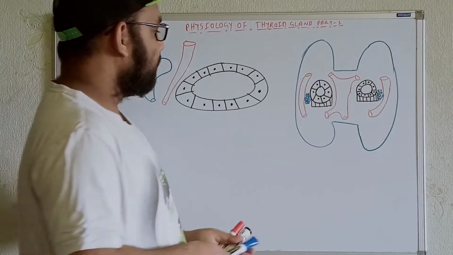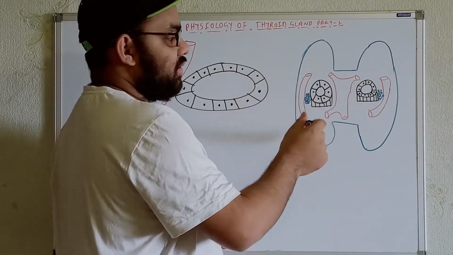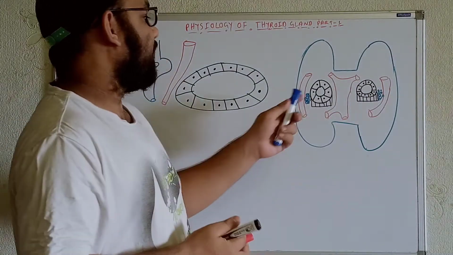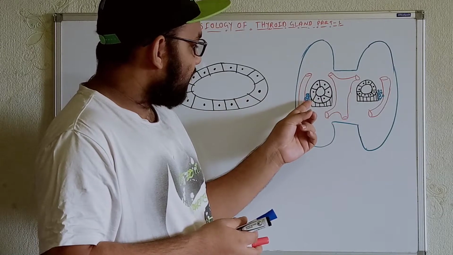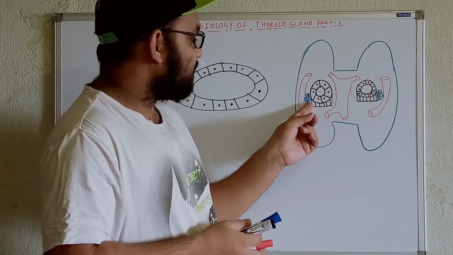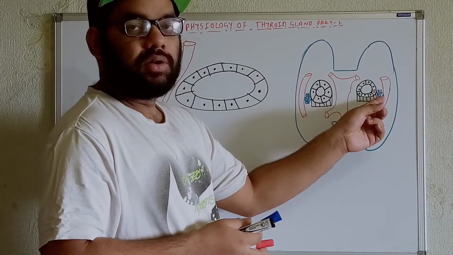Now see, this is the blood vessel through which the blood will be supplied to the thyroid gland, and also to the thyroid follicles. Now see, around these structures there are some clusters of cells that are known as parafollicular cells. They are known as parafollicular cells. These are also the parafollicular cells.